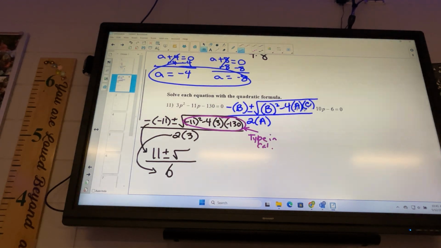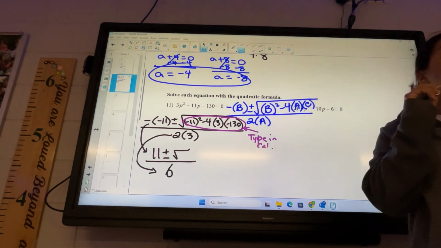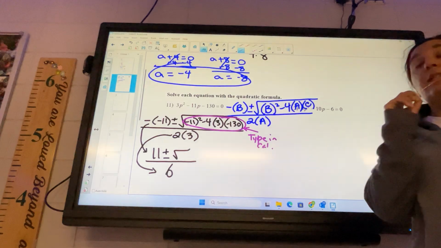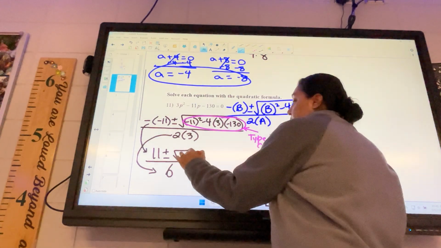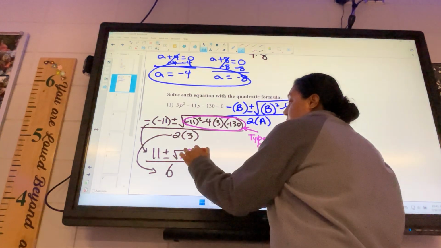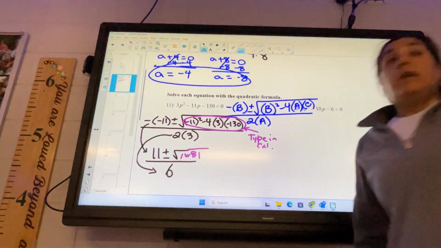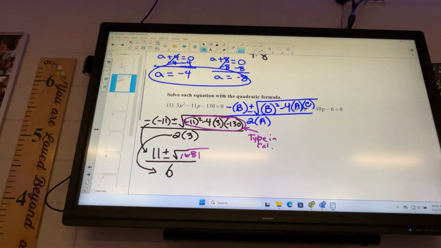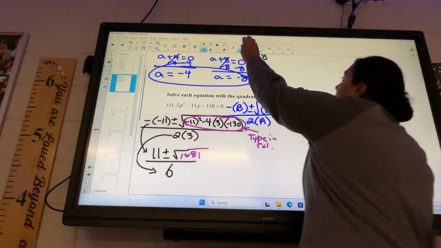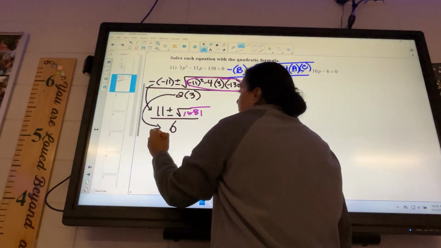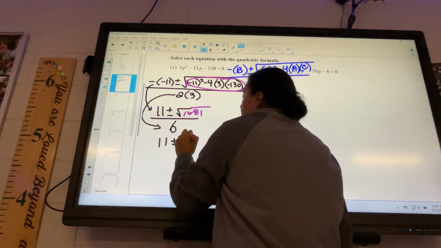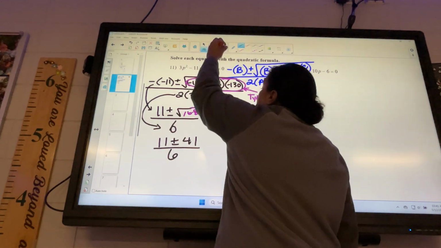What do you get for the underneath part? 1681. Somebody agree? Okay, and now you would press the square root button, square root of 1681. 41. So we got 11 plus or minus 41 over 6.